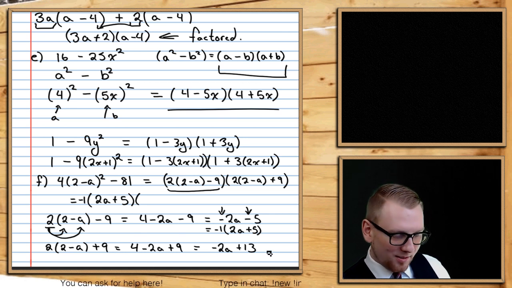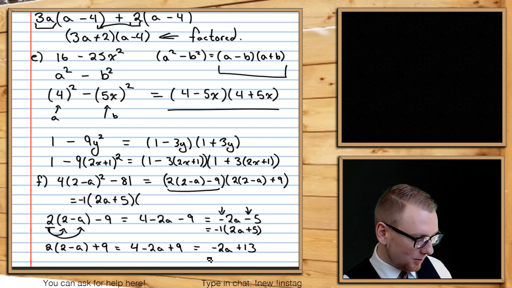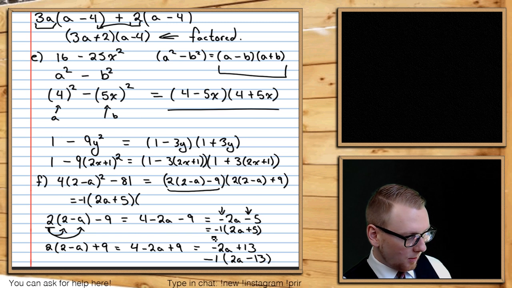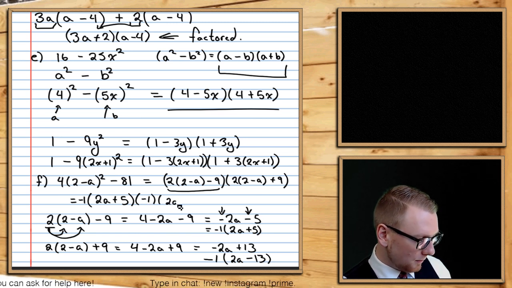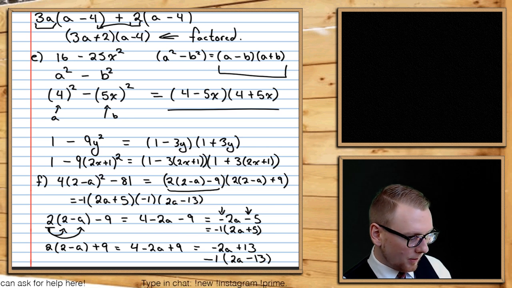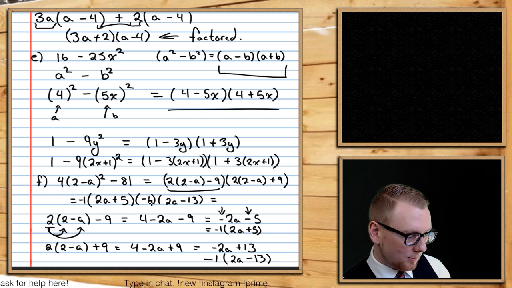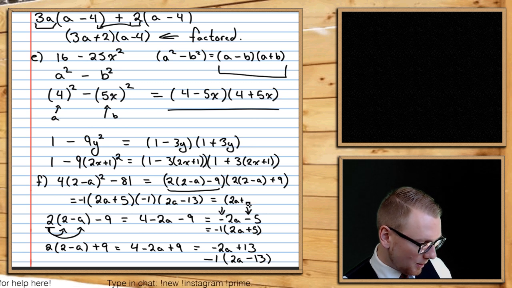Okay. Now the only thing I'm going to do with this is I don't like leaving the negative in front, so I'm going to take out a negative again, negative 1. So then I have 2a minus 13 instead. So I'm going to write minus 1 in here, and then 2a minus 13. And then these minuses multiply to give you a positive. So then we're just left with 2a plus 5 and 2a minus 13.